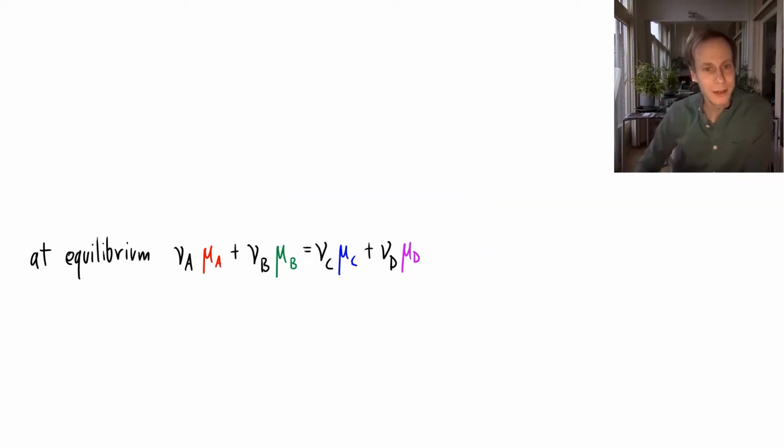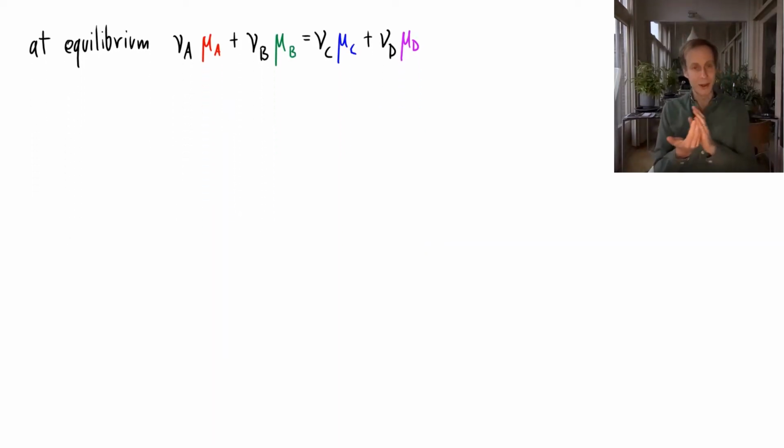Okay, now that we have this expression for how the chemical potentials of the reactants A and B connect to the chemical potentials of the products C and D, we can continue using this expression to arrive at a conclusion for the equilibrium, which is our goal here. So first what we do is we plug in expressions for the chemical potentials of A, B, C and D. And last class we learned how this can be done.